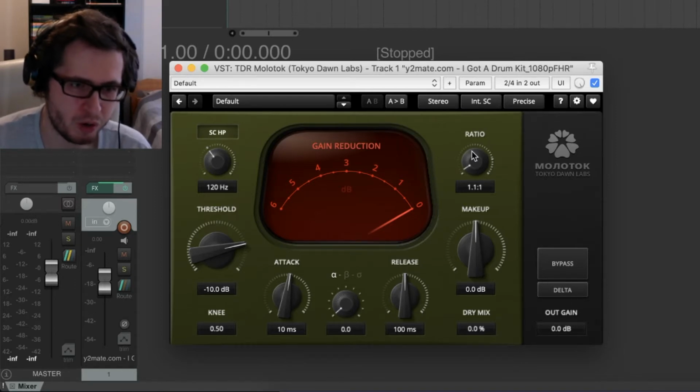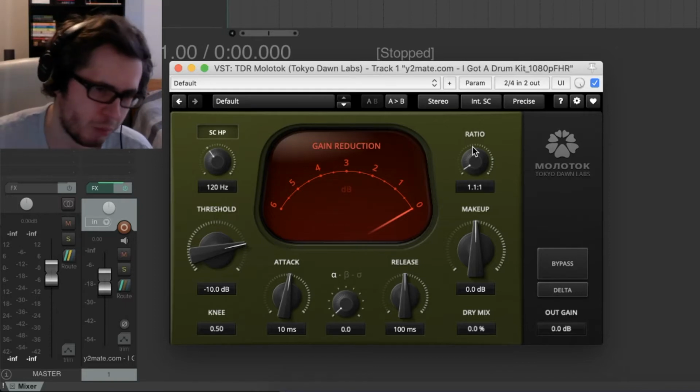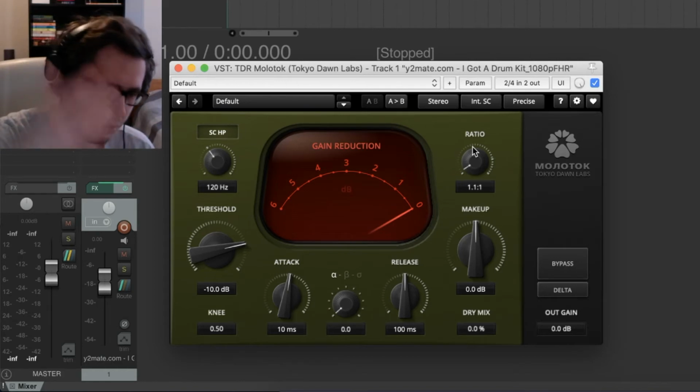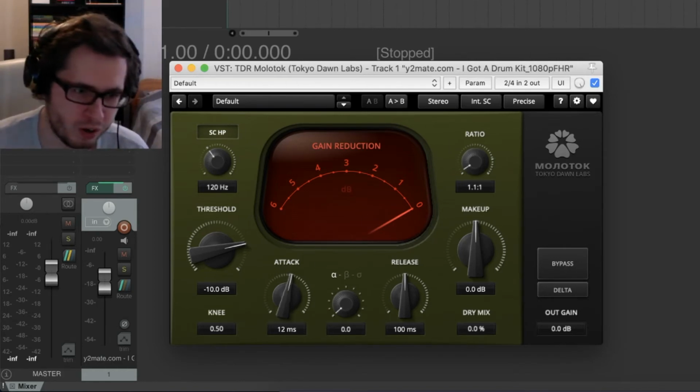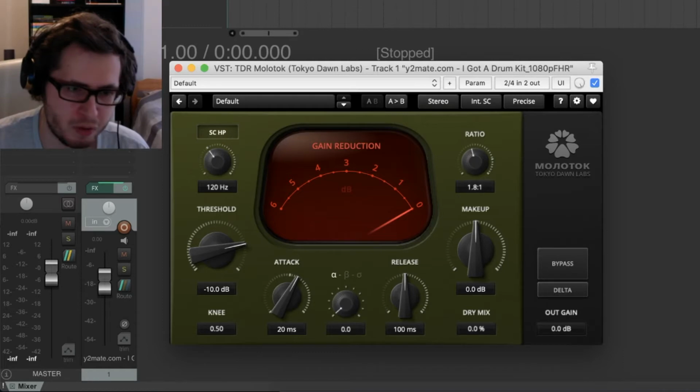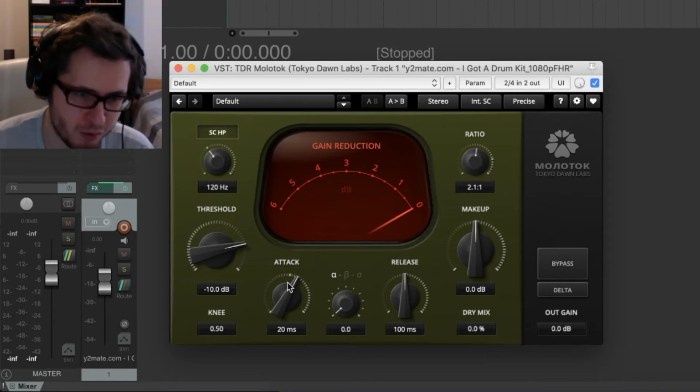So 1.1 over 1 means that every 1.1 decibels it goes over the threshold, you're going to hear 1. So you're not losing much. But when it goes to 20 milliseconds, it might look something like between 1.8 to 2.1 to 1. My maths isn't great, but you can see where I'm going with this.